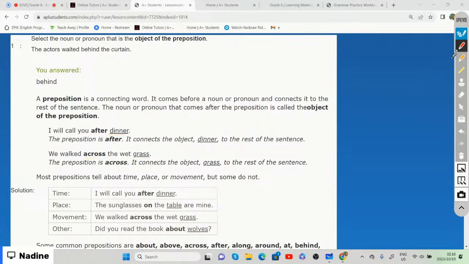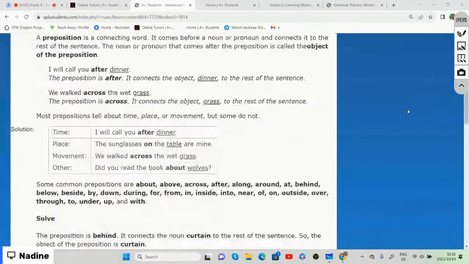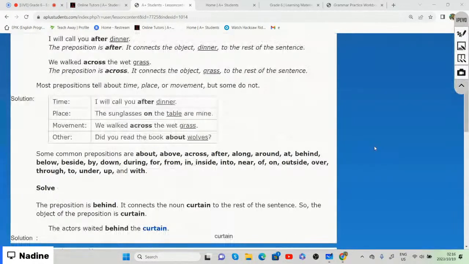And when it comes to prepositions, some of the common prepositions are about, above (shows where), across (shows movement), after, along, around, at, behind, below, beside, by, down, during, for, from, in, inside, into, near, of, on, outside, over, through, to, under, up, and with. These are the most common prepositions.